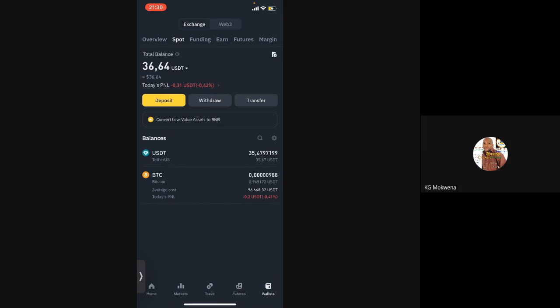So now, what we're going to do is this. We have seen that BTC is not there. Whatever remains there is too small. You can't even trade that amount, but you can convert it. You see what they say? Can you read? They say convert low value assets.